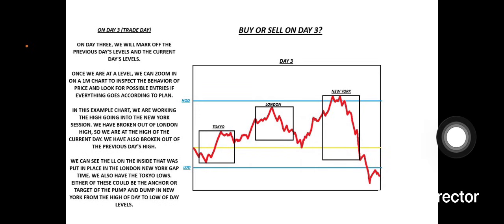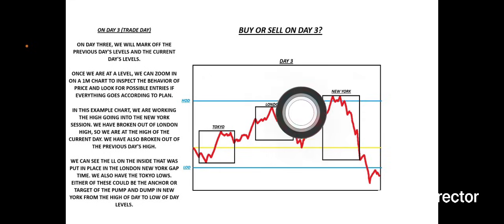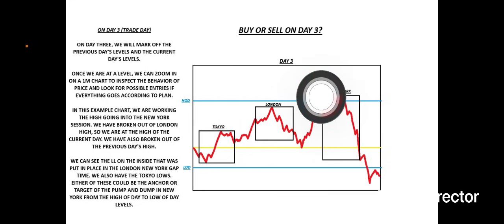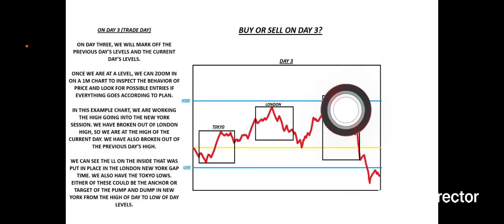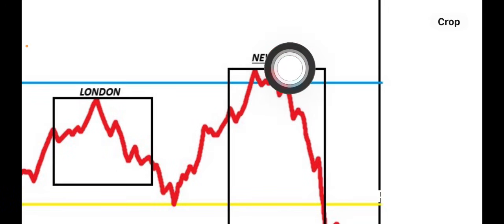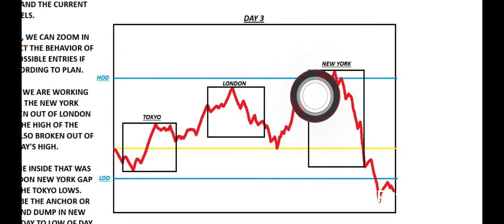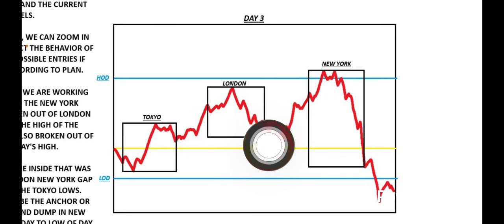When New York opens, we ask ourselves the question, are we working the high or working the low? All right? And in this case, obviously, we are working the high. We have broke out of the high of the current day, broke out of the previous day's high, okay? And then pull back and then push back into that level and then trade a little lower, then pull back into that high of the day level. You can see, right? The three peaks, 1, 2, 3. So we are working that level, okay? Working into the high for the dump, right?